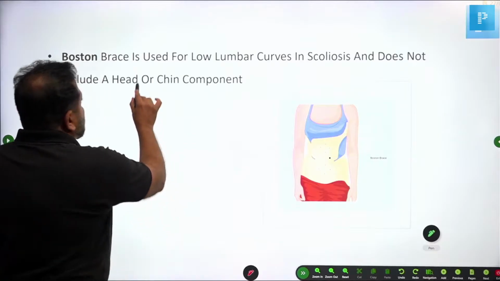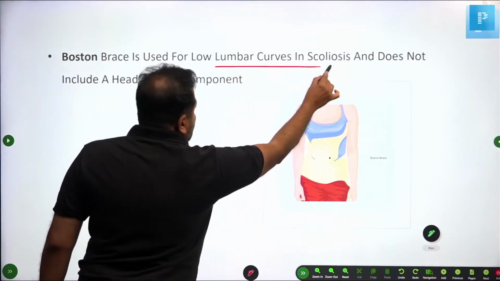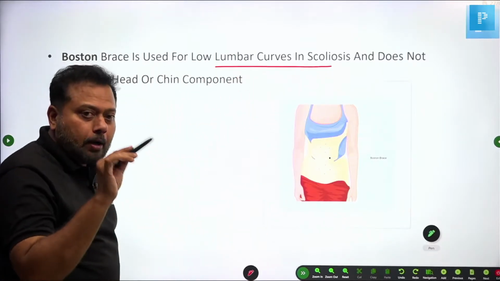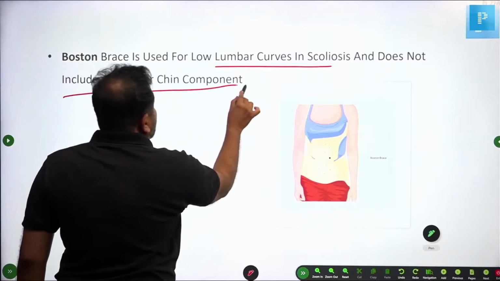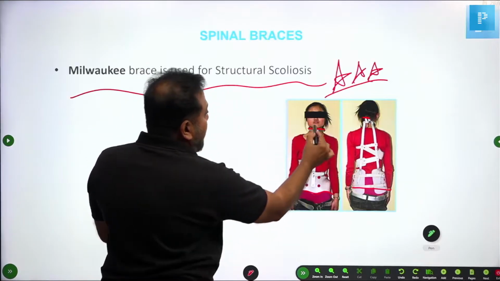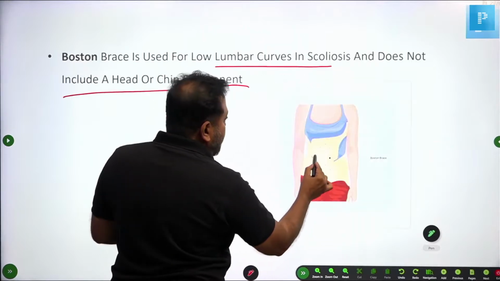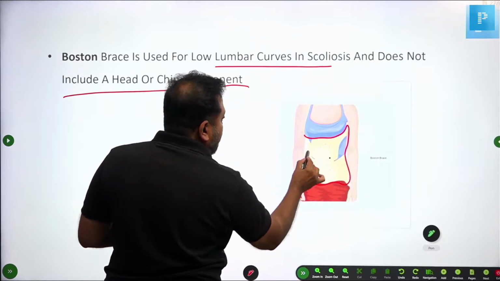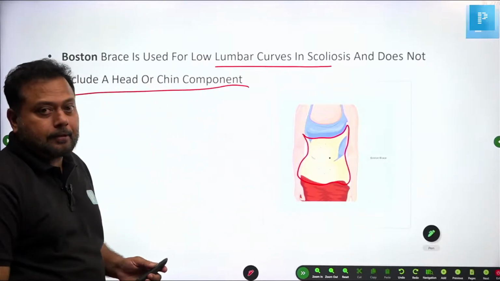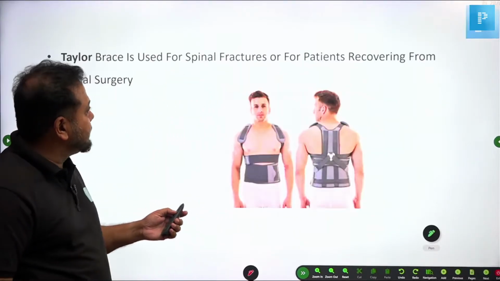Boston brace is used for low lumbar curve scoliosis. Lumbar scoliosis, this can be used, but it does not include a head or chin support. Here we had seen up to the chin. Here you see the brace is only from the level of the thorax to the lumbar level. So this is called Boston brace.